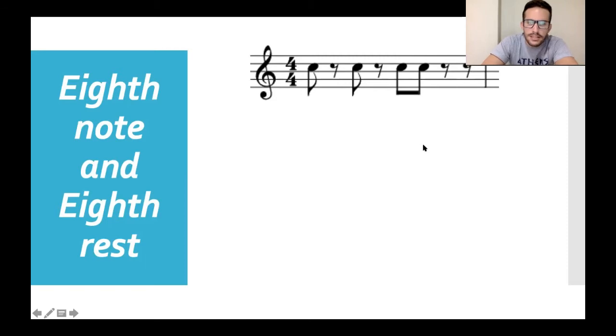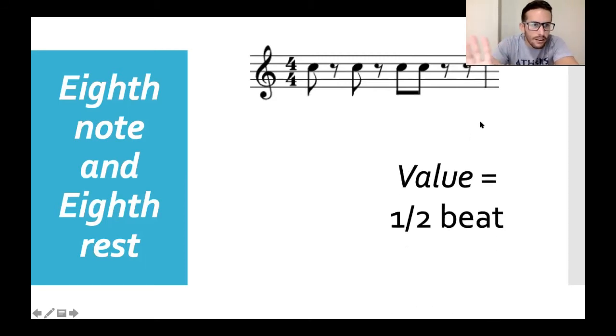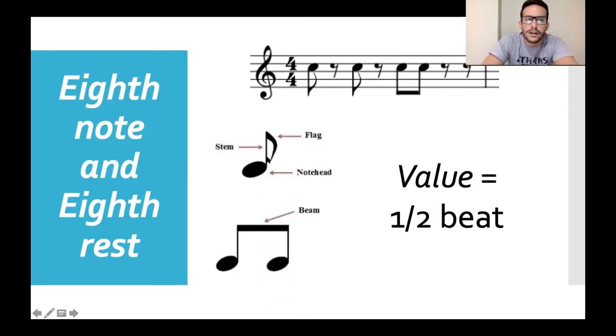Okay, so let me explain some things. First, the value is half a beat. Okay, the value is half of a beat. So here we have half of a beat, half of a beat, half, half, half, half, half, and half. If we add all of them, it will come up to four. Okay, here we have the parts of the note. We have the note head, we have the stem, and we have the flag.